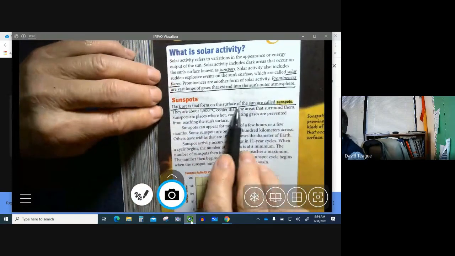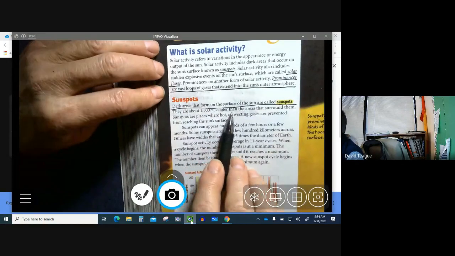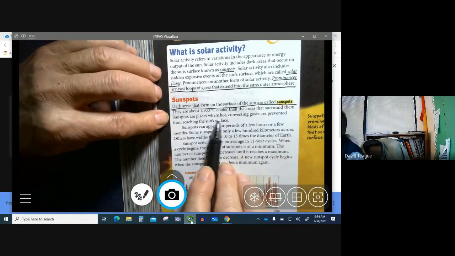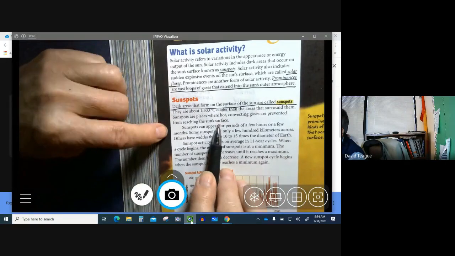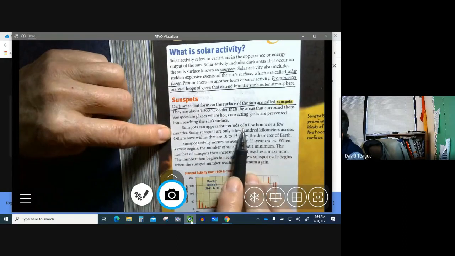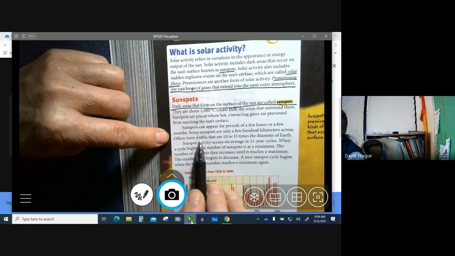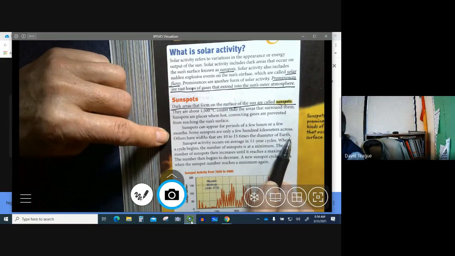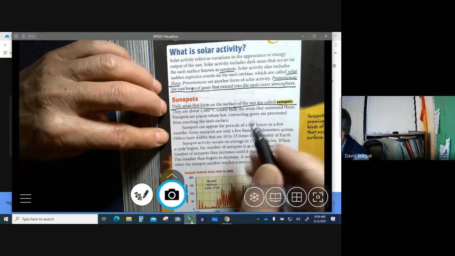Sunspots, dark areas that form on the surface of the sun, are called sunspots. They are about 1,500 degrees Celsius cooler than the areas that surround them. Sunspots are places where hot, convecting gases are prevented from reaching the sun's surface. Sunspots can appear for periods of a few hours or a few months. Some sunspots are only a few hundred kilometers across. Others have widths of up to 10 to 15 times the diameter of Earth. Wow.